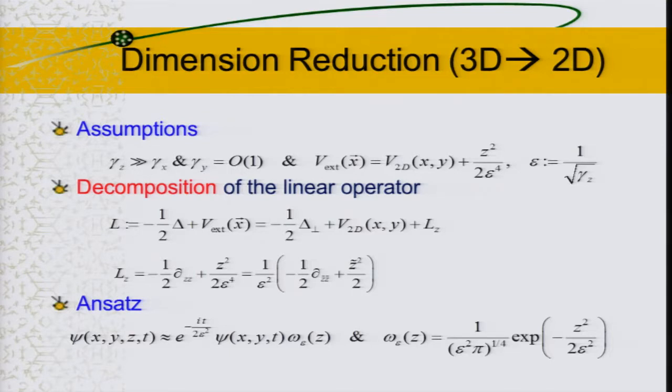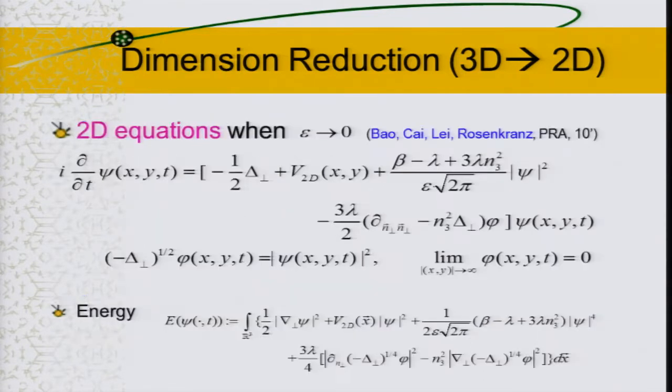Then you can take this ansatz, psi equals this one. You plug this ansatz into the equation, with some little mathematics. You will find that if epsilon goes to 0, the 2D component will follow this GP equation with a dipole term here. Well, the Poisson equation will be replaced by minus Laplacian to the power 1/2. This is what we call the fractional Poisson, or square root of Poisson operator. Very easy to understand.